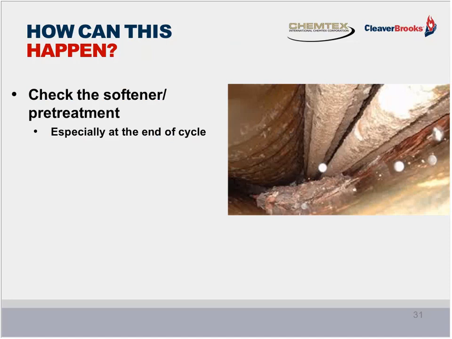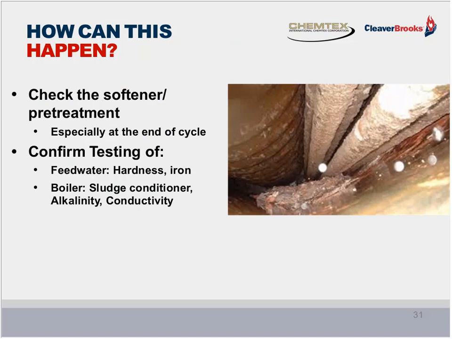Well, when it happens, what you want to do is check the pretreatment systems, the softener, especially at the end of a cycle. At the end of a softener run cycle, the resin is exhausted and hardness coming out of that softener unit will go up very quickly. And don't merely check the makeup water. It's important that you check the feed water also, and check the feed water for hardness and iron. Because if you're not, any condensate returning from the system that's got a hardness leak coming back to it is going to be undetected if you're not testing the feed water.